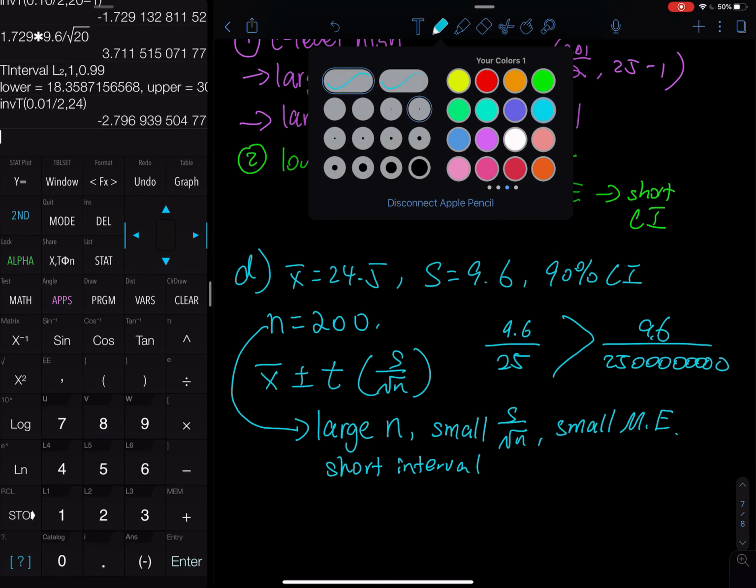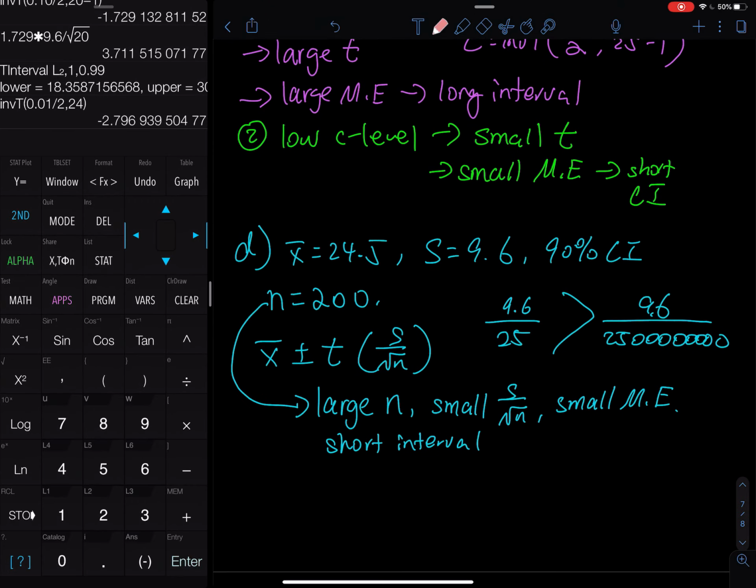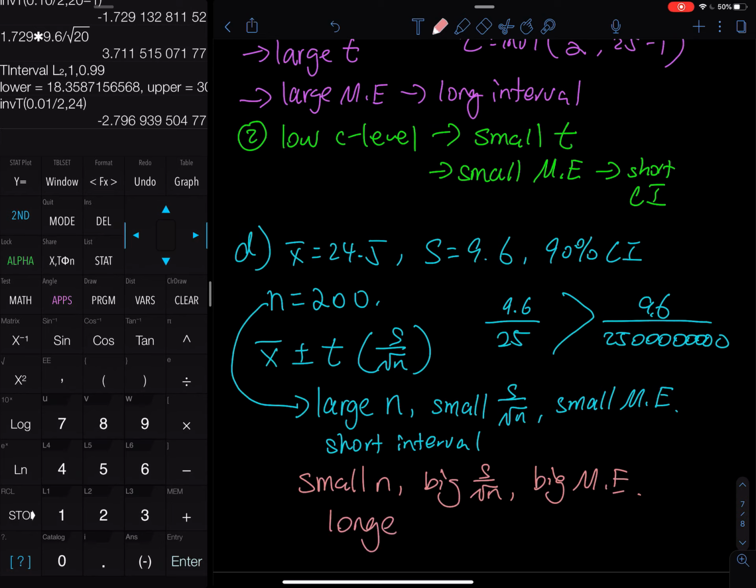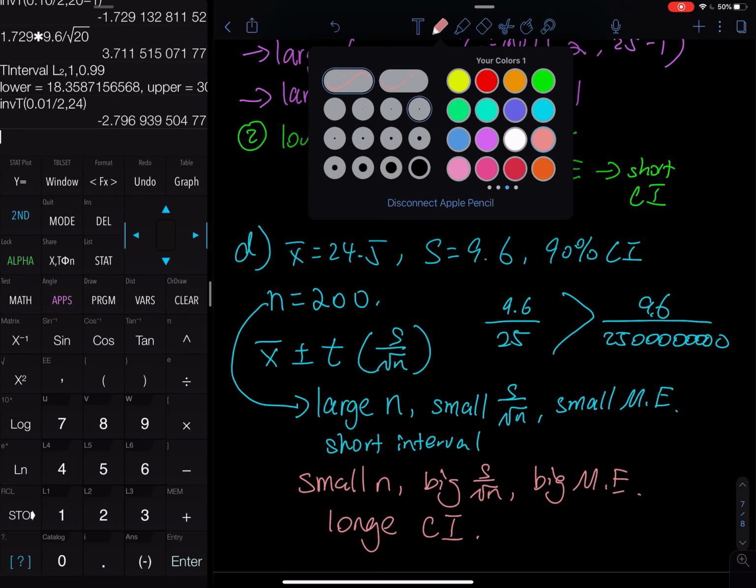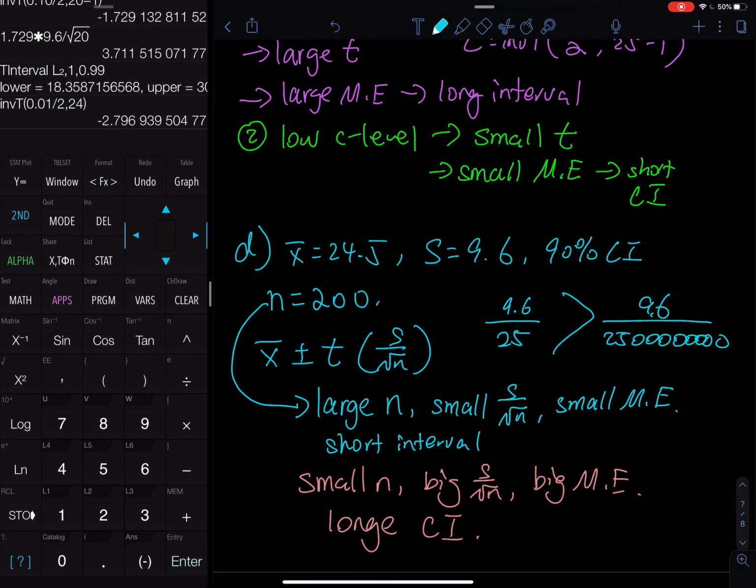Another conclusion, I should use another color: if you use a small n, then you have a big fraction, which you call the standard error, and then you have a larger margin of error. As a result, you get the longest confidence interval. We can do a quick look. So go back to the calculator, so we can calculate this confidence interval really quick.